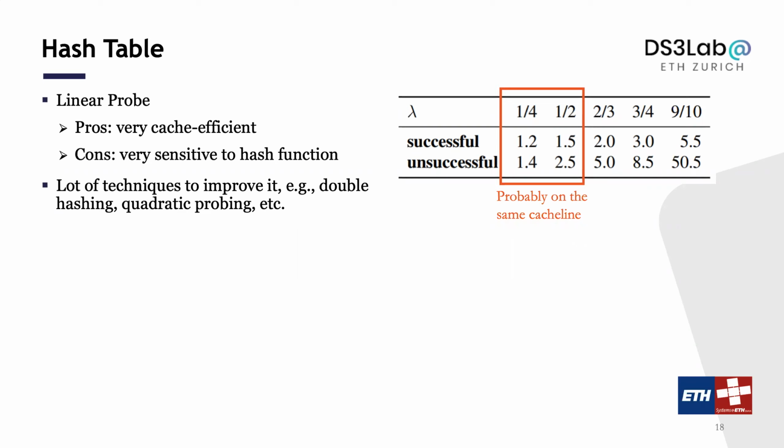The potential disadvantage here is that linear probing, as we see, is very sensitive to the hash function. You really need to have a reasonably good hash function for this. And there are a lot of techniques that try to improve it, so we are not going to go into detail. There's actually a lot of central research about how to improve linear probing.